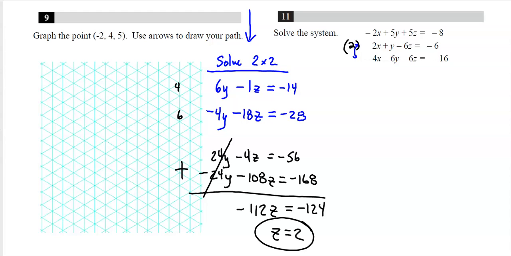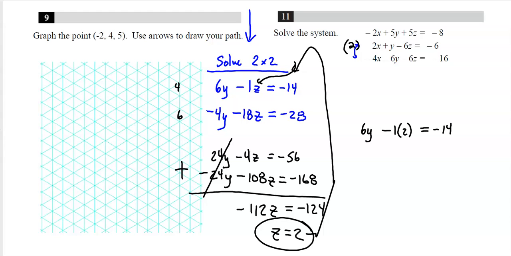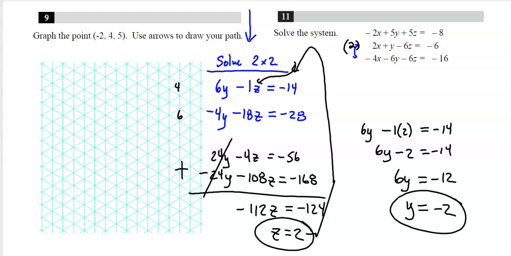Woo! Now, once you get that, it's like everything just starts to unlock. So now that I have z, I can go back up and I can plug this 2 in somewhere. So maybe I plug it in right there. So I'm going to get 6y minus 1 times 2 equals negative 14. So that's 6y minus 2 equals negative 14. Add 2, and divide. That gives me my second answer.